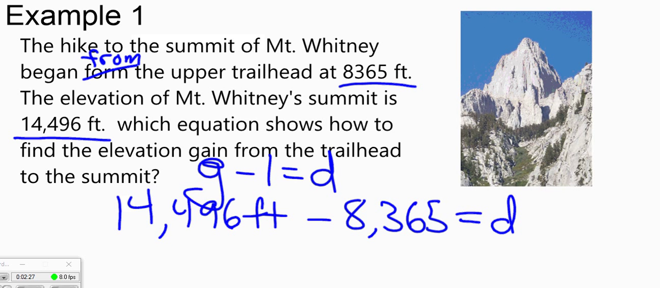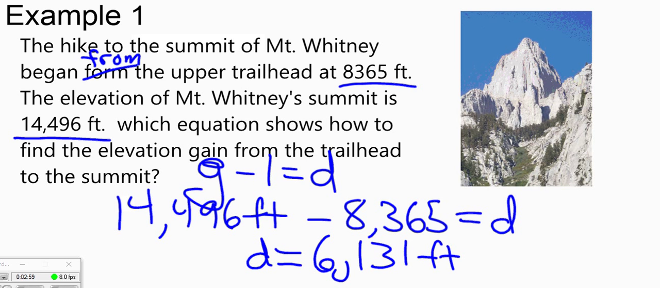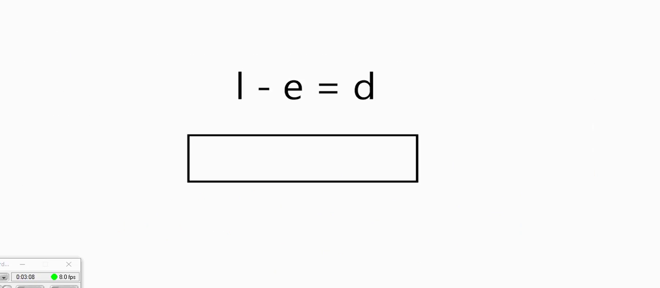And the cool part is since we understand how to do this, there's nothing wrong with setting up the problem and using our trusty calculator to help us out with that. As long as we set it up the right way, that shows we understand it and we can do our math and solve to find that D equals 6,130 feet. And so we have that example. Let's take a look at our other one.